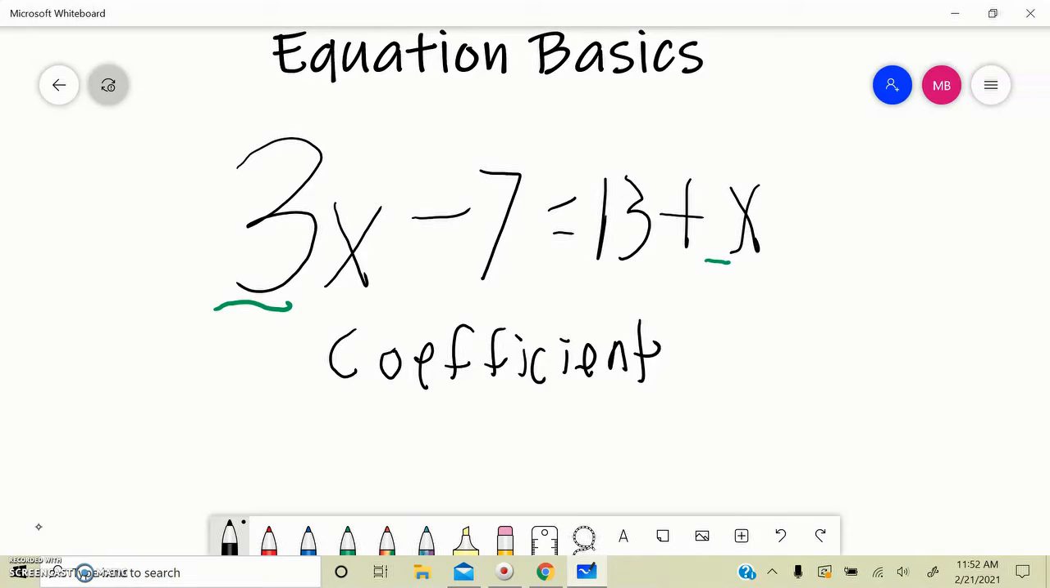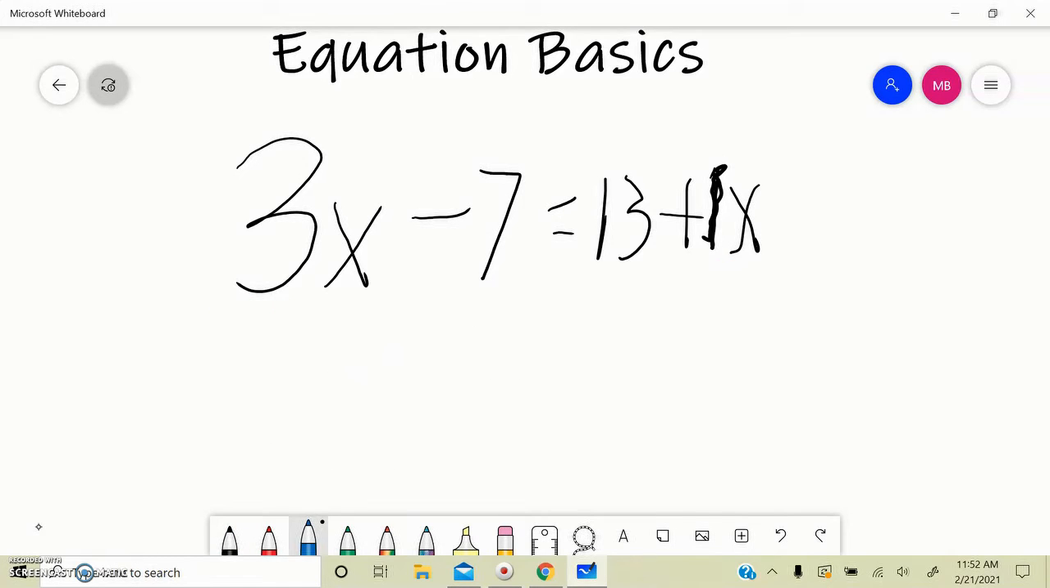So, you may have something like 3x. The coefficient's 3. But if I just have x, well, there's something always attached to x, and there's going to be an invisible 1. An invisible 1 is always attached to x whenever you just see x or any other variable by itself.